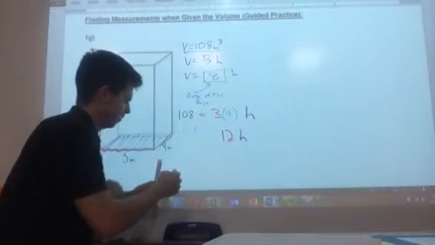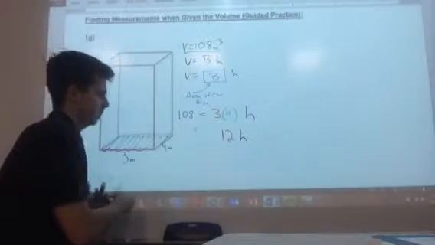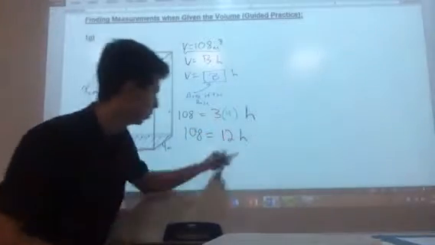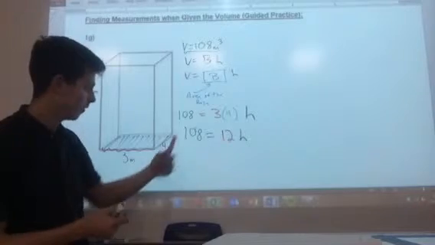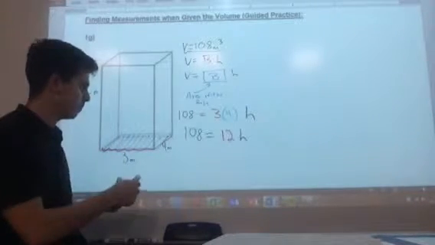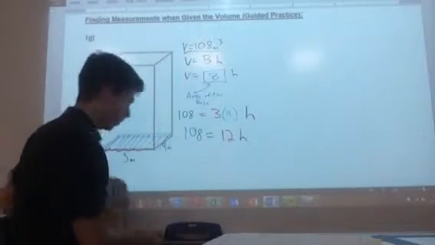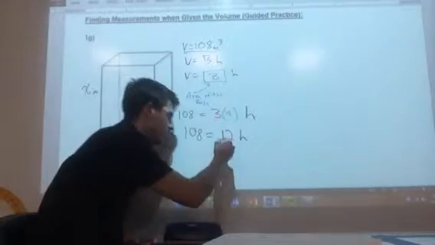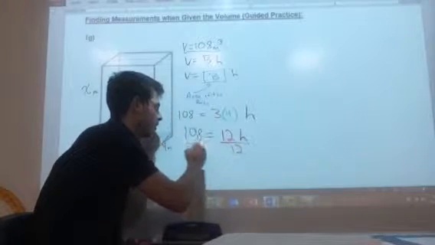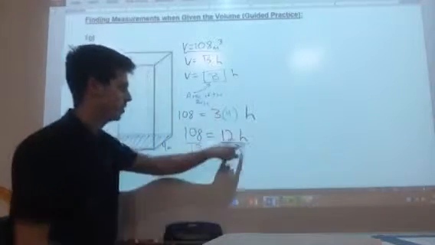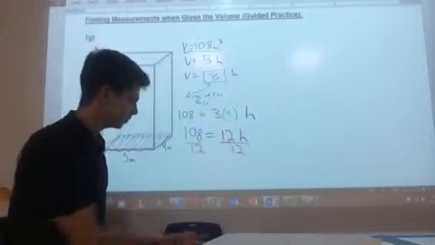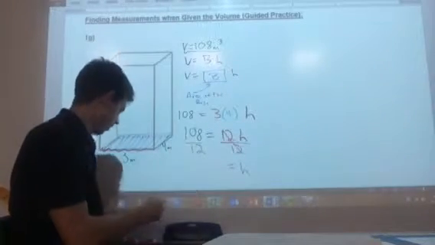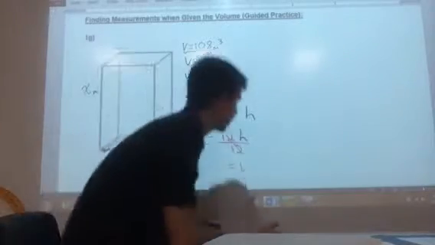And now look what we have. We just have a one-step equation, our old friend. 108 is equal to 12h. Now for solving for h, I'm just going to divide both sides. What I do to one side, I must do to the other. We're going to divide both sides by 12. This inverse operation of the multiplication of 12h cancels. And now we have h is equal to 108 divided by 12. So let's go ahead and do that now.